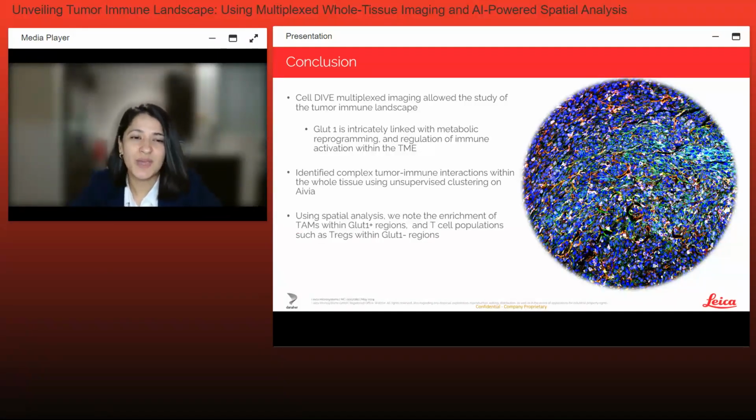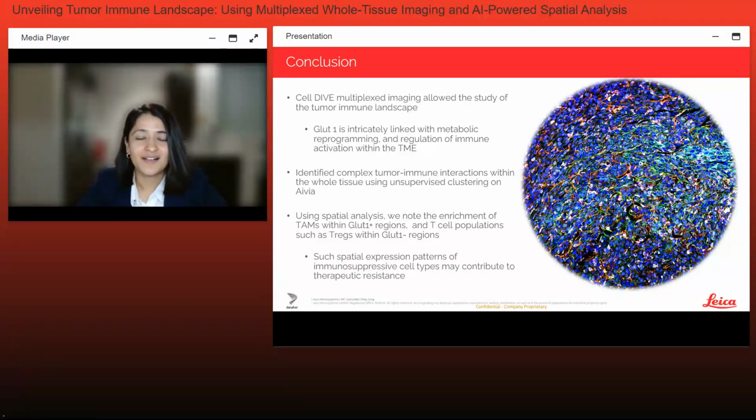And using the spatial analysis, we also note the enrichment of tumor-associated macrophages, or TAMs, within GLUT1-rich regions, and T-cell populations such as Tregs within the GLUT1 poor regions. Localizations of such tumor-associated immunosuppressive cell types are, again, critical to identify, as they may contribute to therapeutic resistance by promoting a pro-tumorigenic environment.